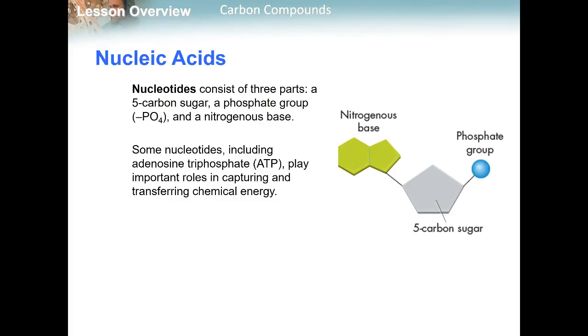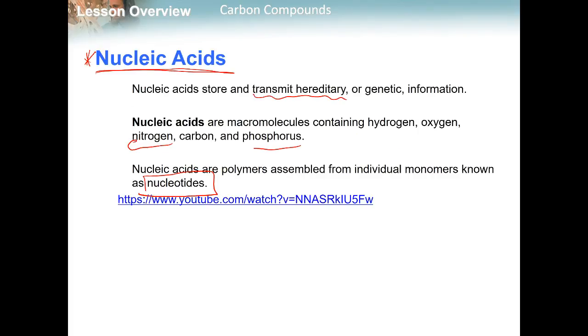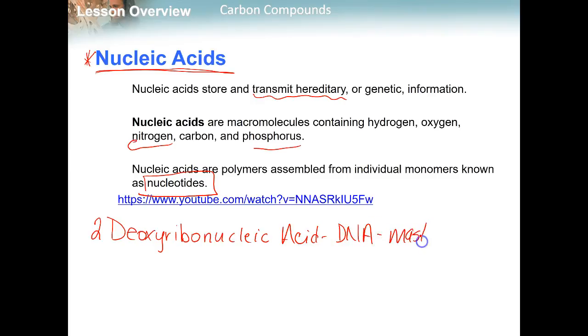Okay, so let's talk about these nucleic acids. As I said, they're made up of nucleotides, but before I do that, let's go back a minute. I just want to say there are 2 nucleic acids, and I'm sure you've heard of both of them. Deoxyribonucleic acid, otherwise known as DNA, and this is the master molecule.